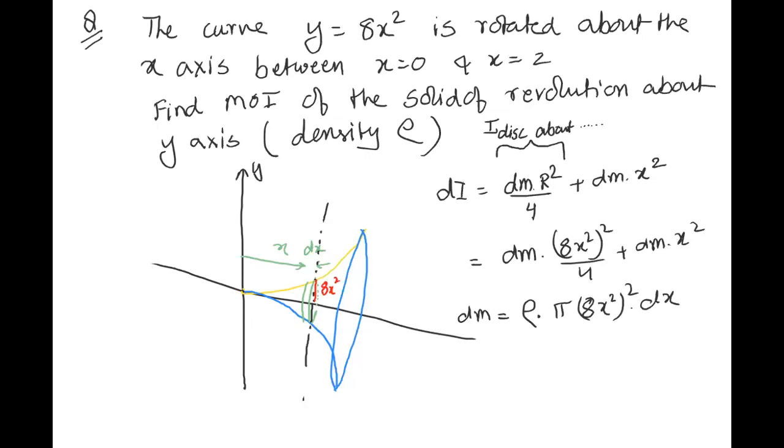Place this in the original expression. So you get something like this. I is equal to pi rho, I will take outside, 8x square raised to the power 4 divided by 4.